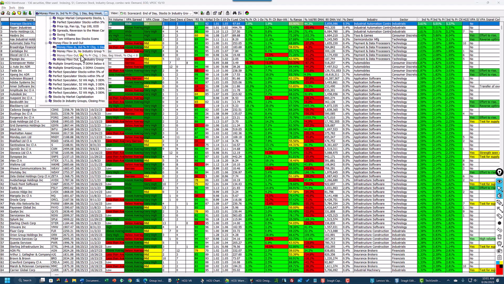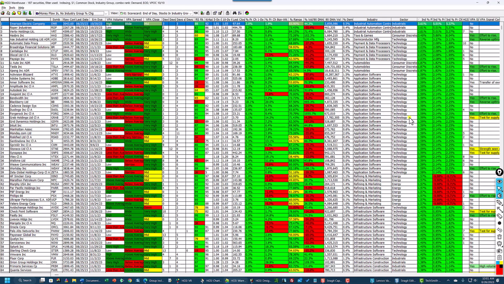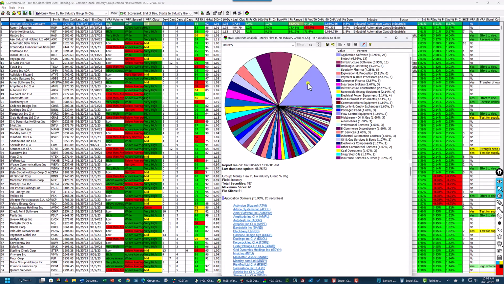So this is on the upside. These stocks are up, but the groups are not necessarily up. There's 187 stocks in here. Application software dominates here also, followed by biotech and then infrastructure stocks.